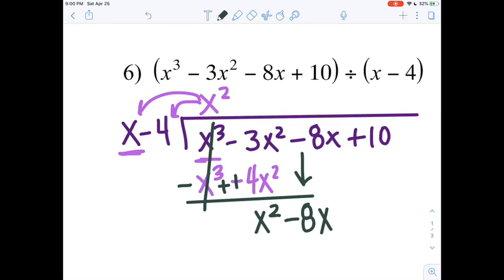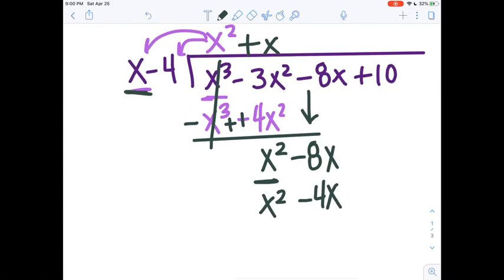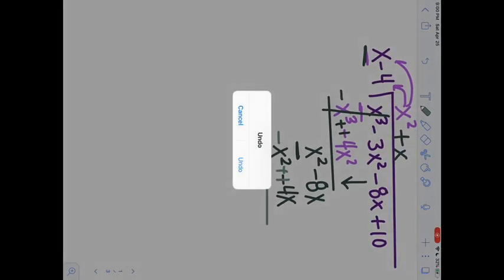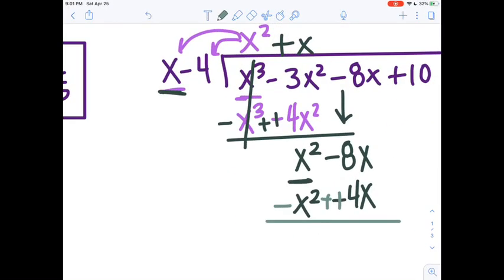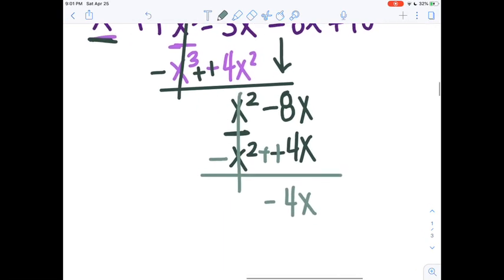Okay, and then you're going to start over. So what times x gets me x squared? That's positive x. So I'm going to take that x, and I'm going to multiply by x, and I'm going to multiply by negative 4. So x times x, that's x squared. X times negative 4, that's negative 4x. Okay, and then I got to subtract both of those. So minus the x squared and minus the negative 4x, that becomes positive. And so the x squareds cancel, and I get negative 4x left.